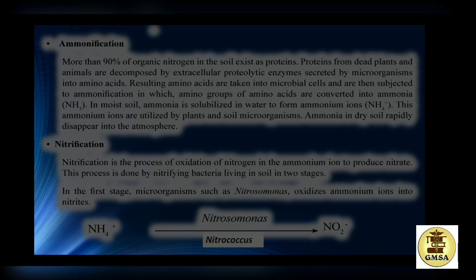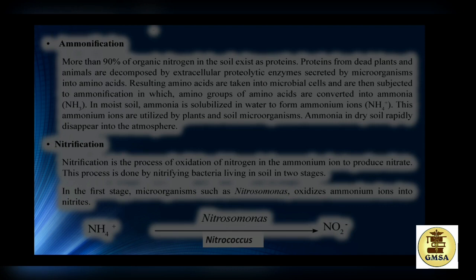Now, the activity of these microorganisms which carry out ammonification is the conversion of the amino group, or the NH2 group, into ammonia. In moist soil, ammonia is solubilized in water to form ammonium ions. These ammonium ions are utilized by plants and soil microorganisms. Ammonia in dry soil rapidly disappears into the environment.